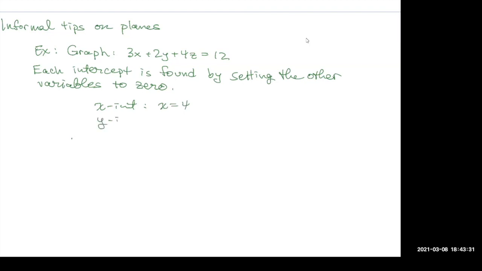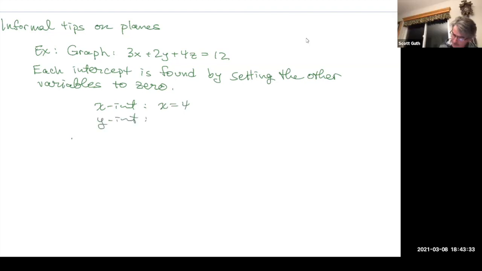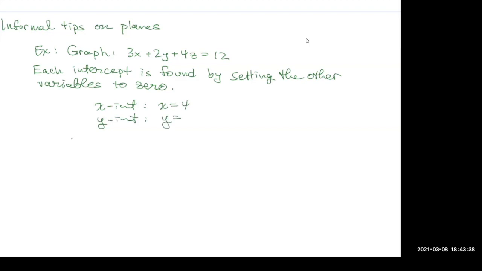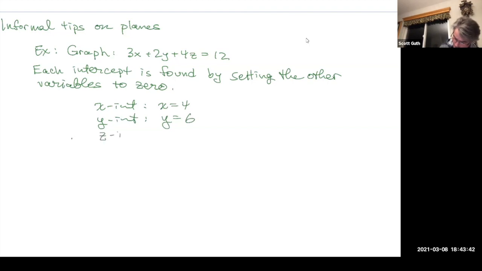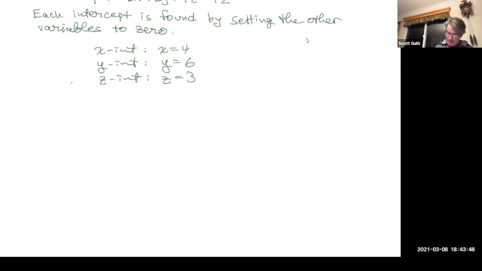Yeah. Okay, cool. And so the y-intercept, what's that? It'd be 12 over 2, so 6. 6, good, yeah. And then the z-intercept is 3, right? And then if someone insisted that I graph this, it's so hard, right? But sometimes you need to.